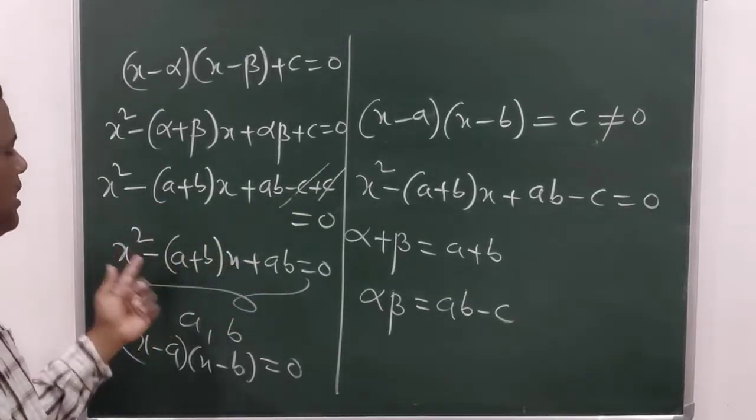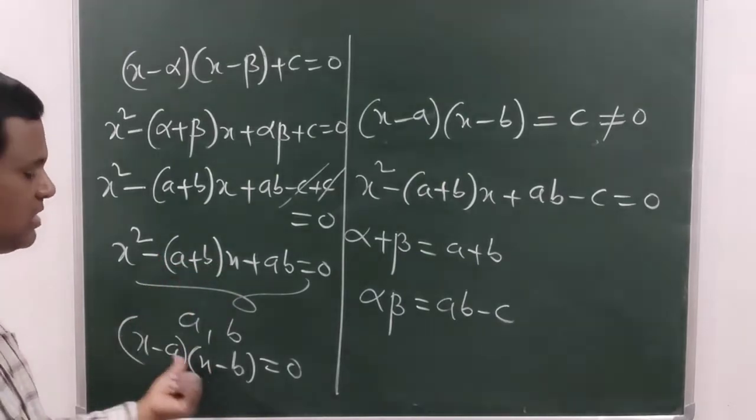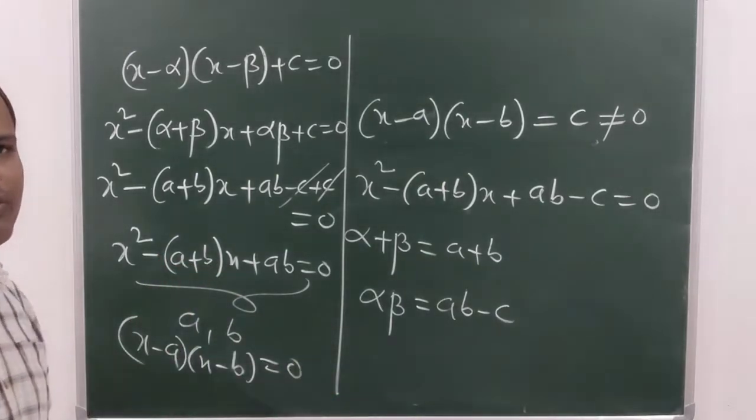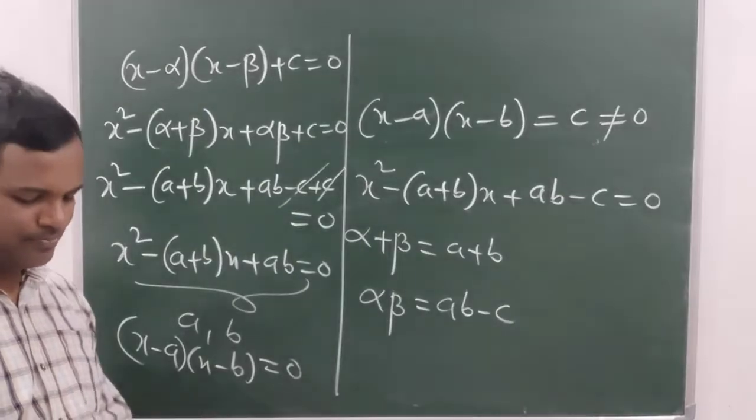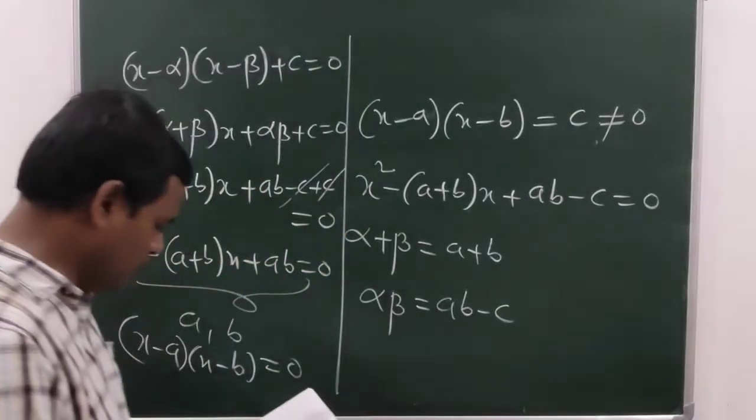So what do we comment on the roots of this equation? a and b. Because when you factorize, you get like this and equate them to 0, so that you will get a comma b. Okay? Right. Next, let us go to one more application.